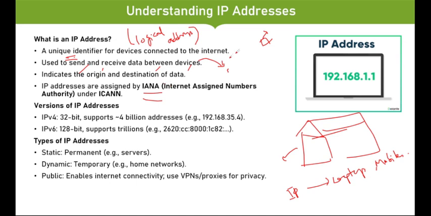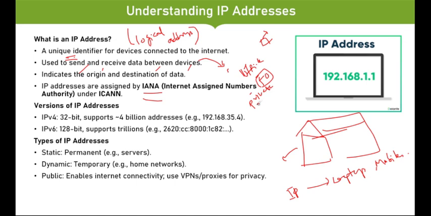Let's say I want to put up an office, and I have 50 systems. With those systems, I require IP addresses. Those IP addresses will be assigned by this team, and they can be private or public. So there will be different types of IP address, like private IP, public IP, like that.